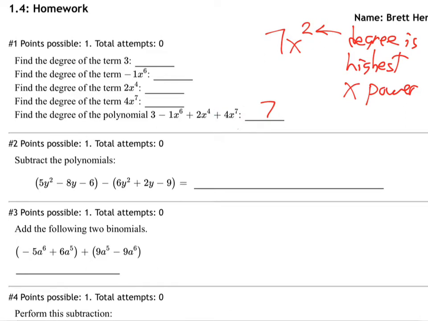So on the polynomial, we're looking at the greatest power. So I'm looking at all these right here, and I'm just looking at the power, and just taking the biggest power there. That all good? So the biggest power is the degree.